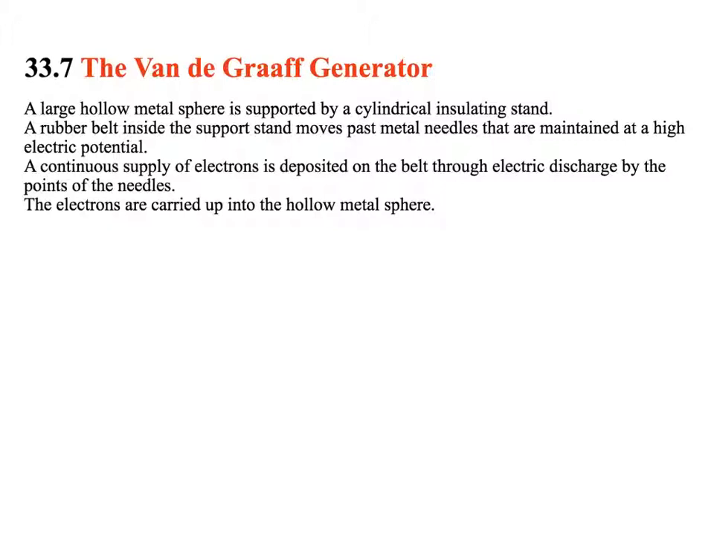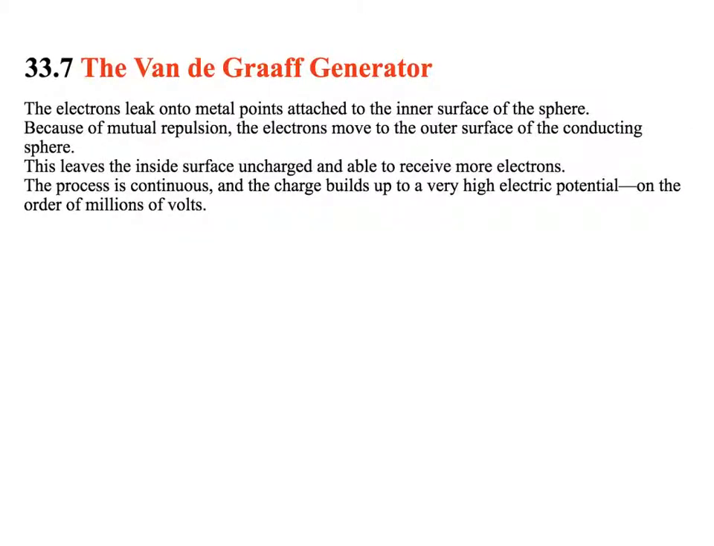A large hollow metal sphere is supported by a cylindrical insulating stand. A rubber belt inside the supporting stand moves past metal needles that are maintained at a high electric potential. A continuous supply of electrons is deposited on the belt through electric discharge by the points of the needles. The electrons are carried up into the hollow metal sphere. The electrons leak onto metal points attached to the inner surface of the sphere.